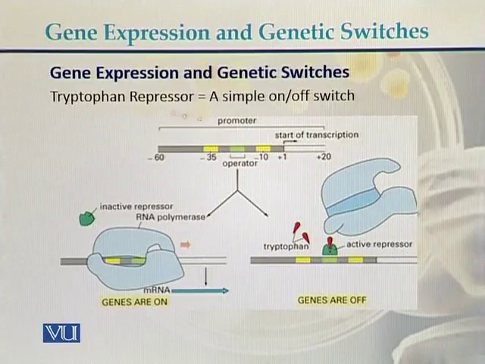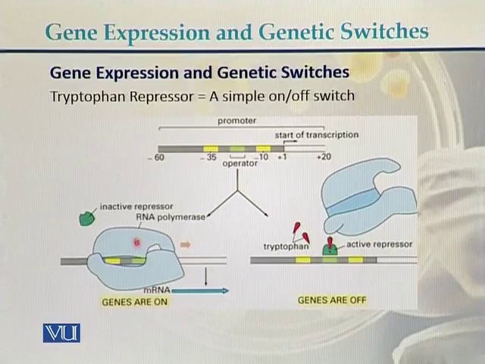Gene expression and genetic switches: the example of the tryptophan repressor is a simple turn on and turn off switch. Here we can see an inactive repressor. When there is an inactive repressor, the genes are on. In other words, RNA polymerase can bind to the promoter sequence and produce the messenger RNA. On the other hand, when tryptophan binds to the repressor, the repressor becomes active. When the repressor becomes active, the genes become off.